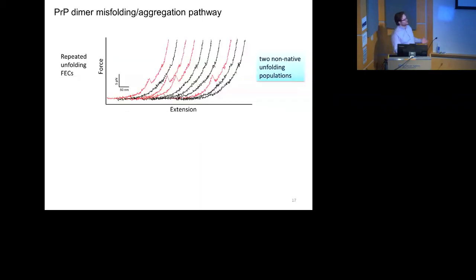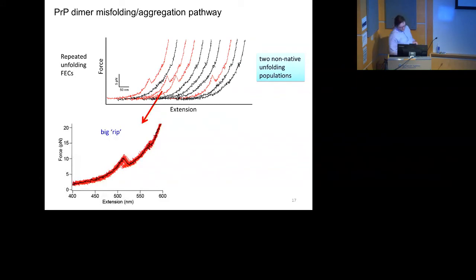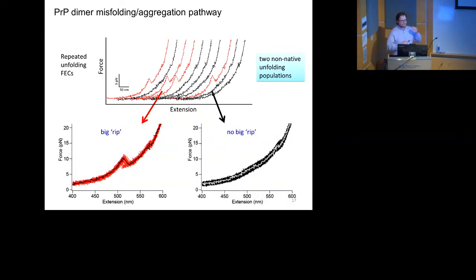The next few years of my life were basically collecting this data and then trying to figure out what it means. I'll try to skip through it as fast as I can. Basically, when we pulled on this dimer over and over again, we noticed only two different behaviors. We call this one with the big rip and one without the big rip. This was a little bit surprising to us because we thought, okay, if we're seeing this folding, and this is two proteins stemming together, technically it's aggregation.